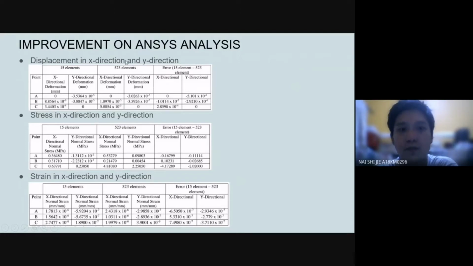Besides, we can also compare both cases by calculating the difference of value for both cases. And we found that the error between both cases is relatively small.